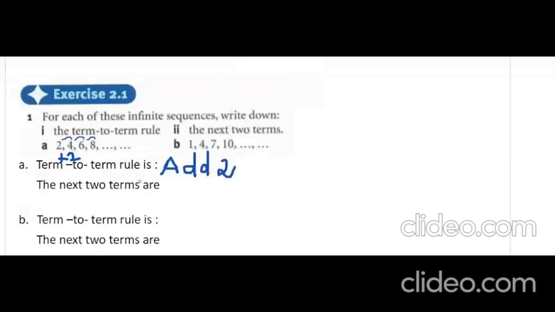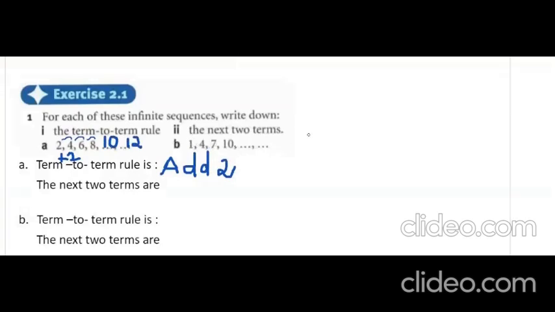The next two terms are, so 8 plus 2 is definitely 10, and 10 plus 2 is 12. So these are the next two terms. So we're going to find out the answer for section B. We have the sequence of terms 1, 4, 7, and 10.